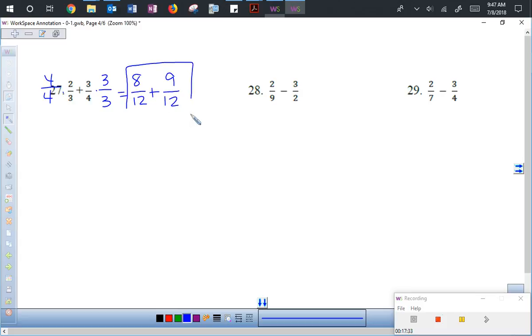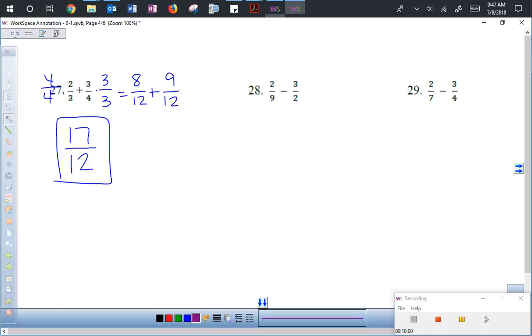Now this is the new expression that I want to simplify. They do have common denominators, so since my common denominator is 12, I can bring that down here. And now I can just add my numerators. 8 plus 9 is 17. Double check to see if that can reduce. And it cannot, so I have 17 over 12.